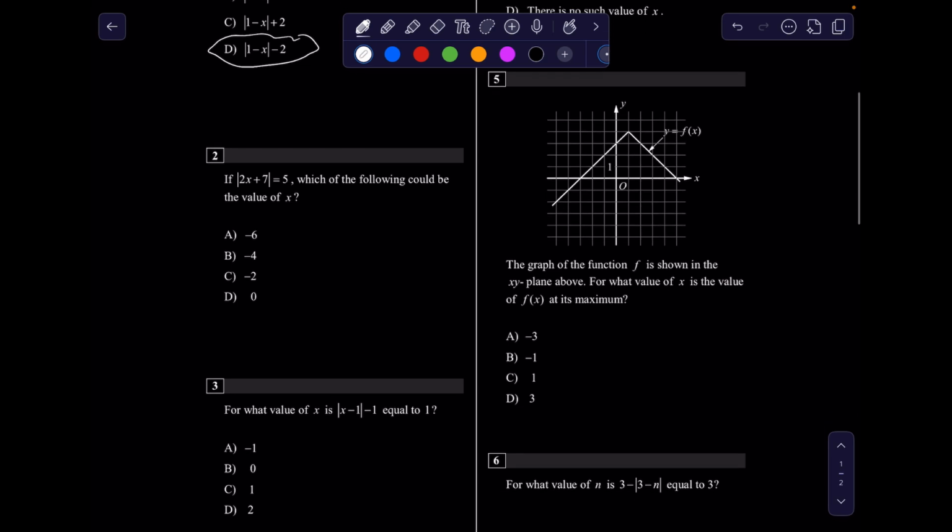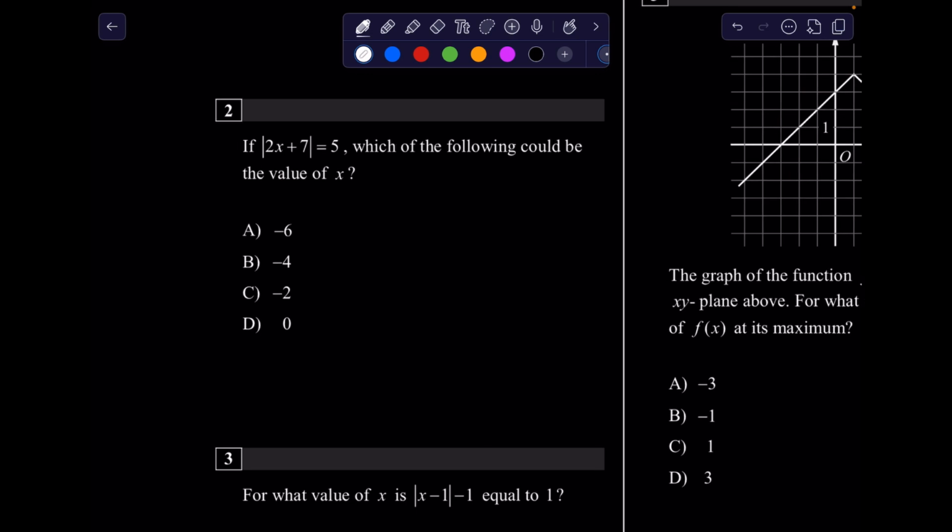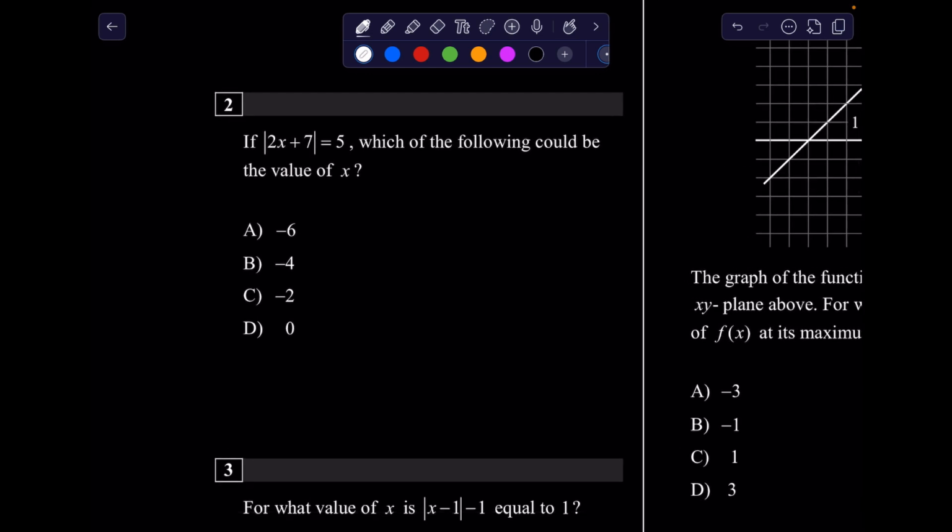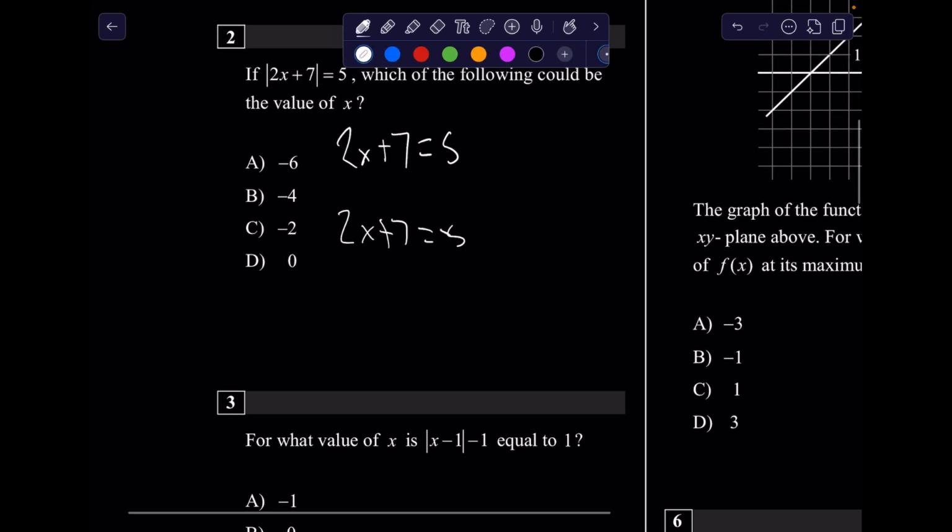Number two, if absolute value of 2x plus 7 equals 5, which of the following values could be x? So if we're solving absolute value equations, we always need to solve two equations. So the first equation is 2x plus 7 equals 5. And then the second one we need to solve is 2x plus 7 equals -5. We always want to make this side negative for one of the equations and this side positive for the other one, just so we can see what the answers are. And then we just solve normally.